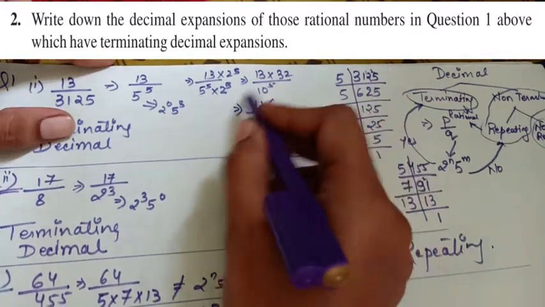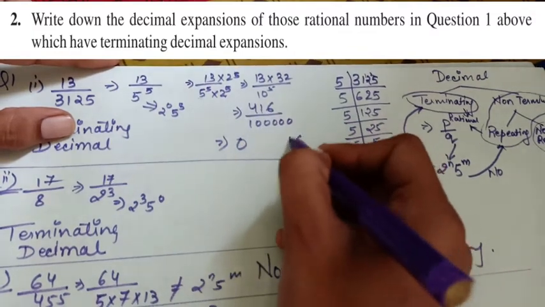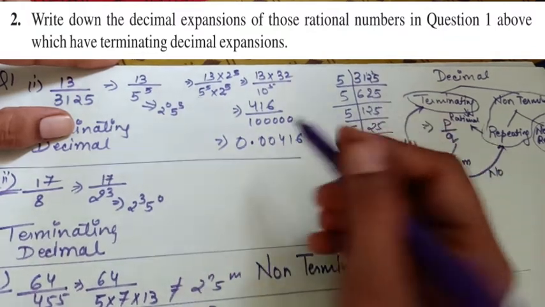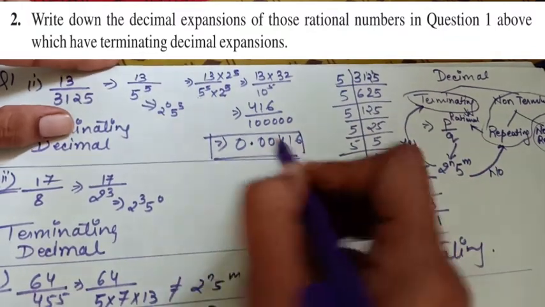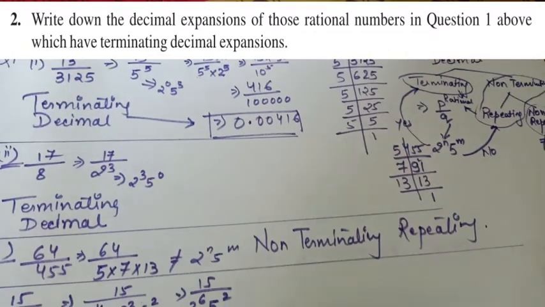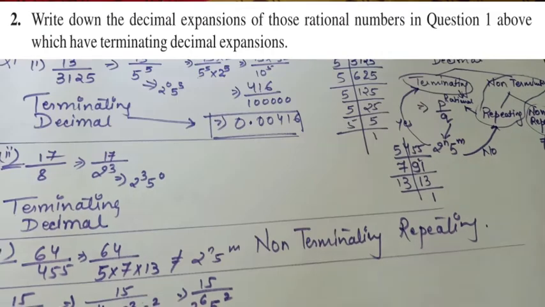How can you represent it in the form of a decimal? 416 has 3 digits, and 2 more zeros are required to put the decimal. This is the terminating decimal of the first one. Isn't it very easy? You just have to convert the denominator into a proper power of 10.